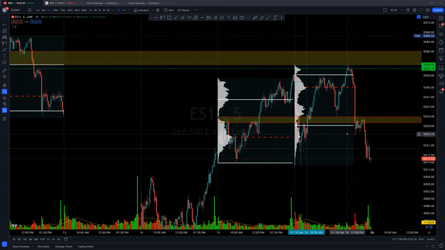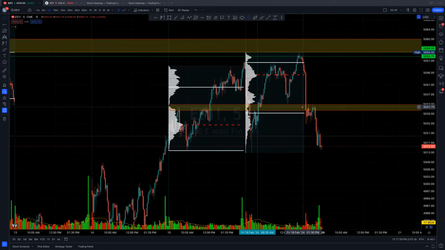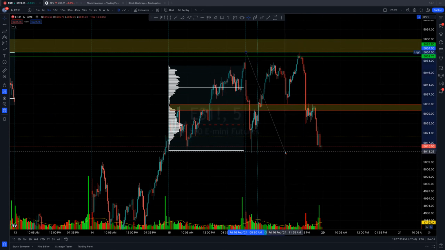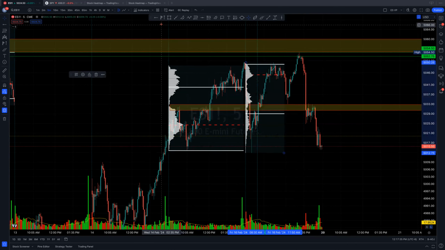50.33, 50.37. Right here, Spencer, in this area, or where exactly? Or this here? Oh, yeah, yeah, right here. Yeah, same thing happened. We had a low volume node here, then we had a high volume node here. And if you separate the day into two profiles, you're gonna see something different. Look.